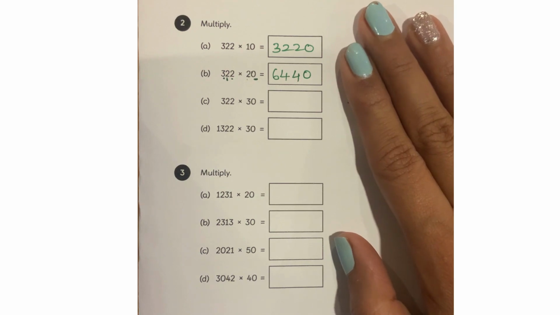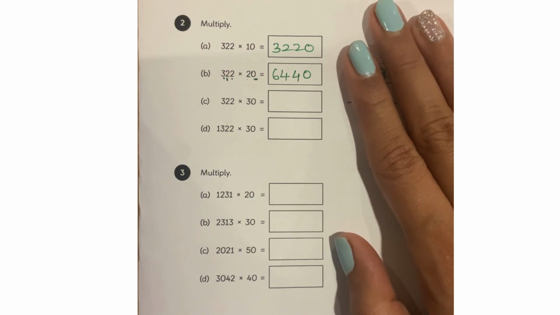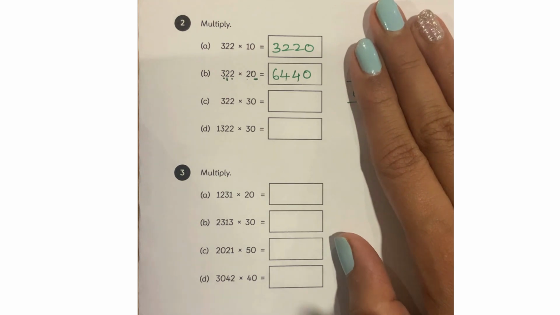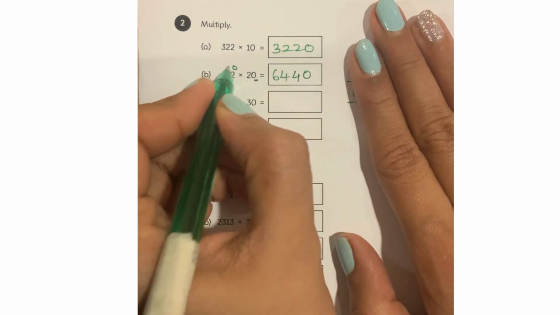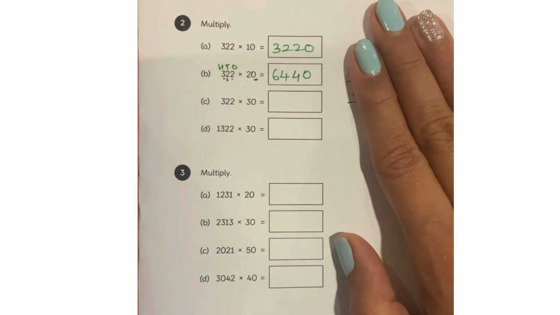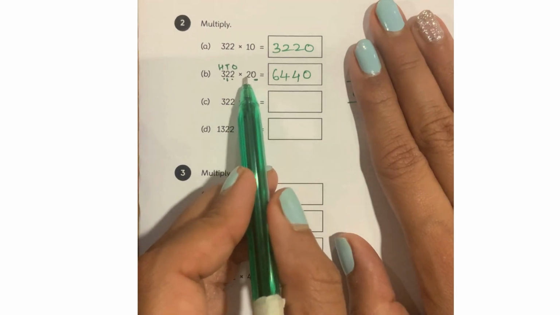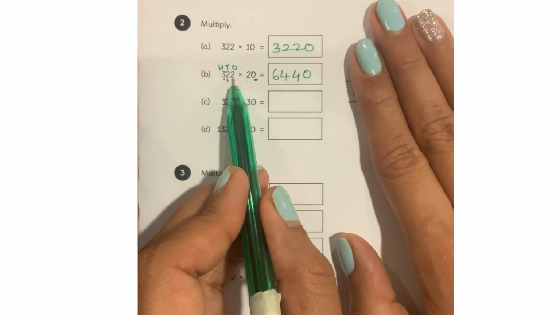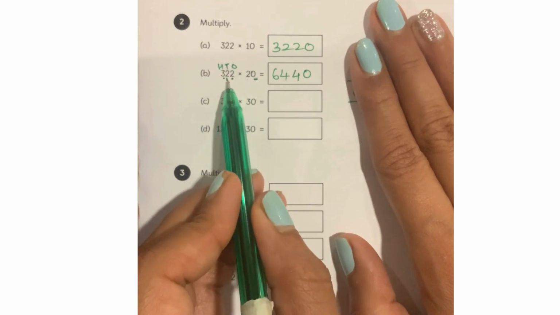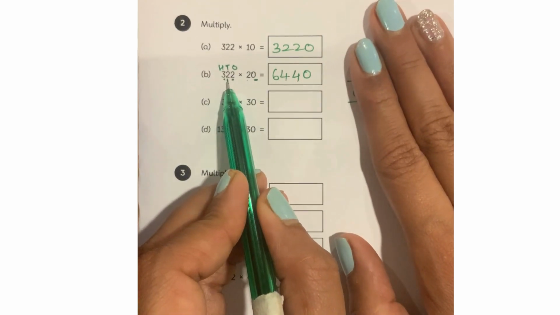In case you want to be more precise and try to avoid mistakes, you can write ones, tens, hundreds. So 2 multiplied by the 1's position 2 is 4. 2 multiplied by the 10's position 2 is 4.